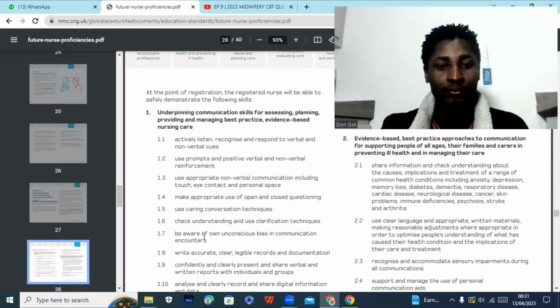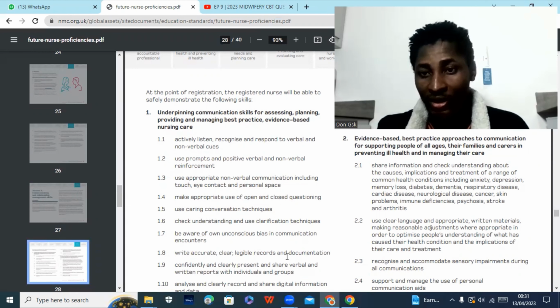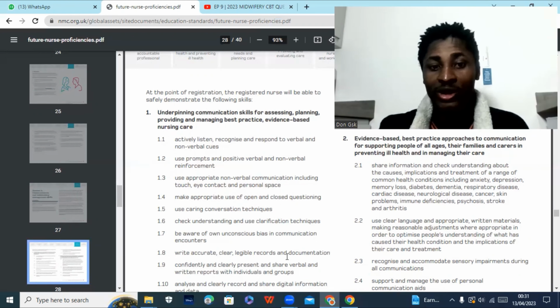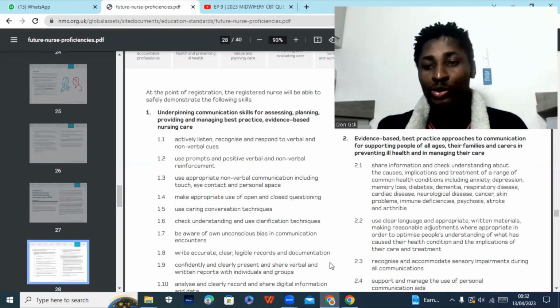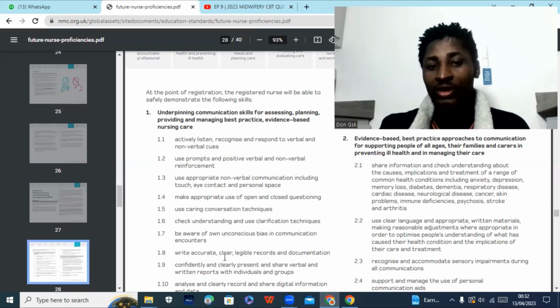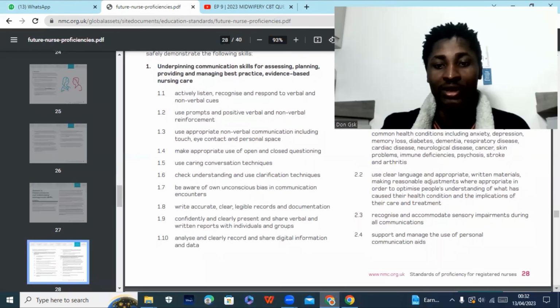Now look at 1.8. Write accurate, clear, legible records and documentation. You get a question on this, bet me. Watch the previous video. There are past questions on this. So it means that whenever you are doing documentation, it should be accurate. Just write as it is. Don't falsify. It should be clear. Someone should be able to read it and all that. So just take note of that one. That is what it means. So this comes under Annex A and B.